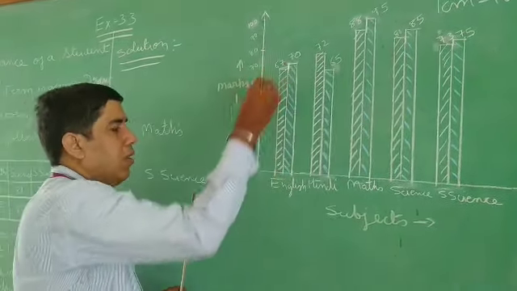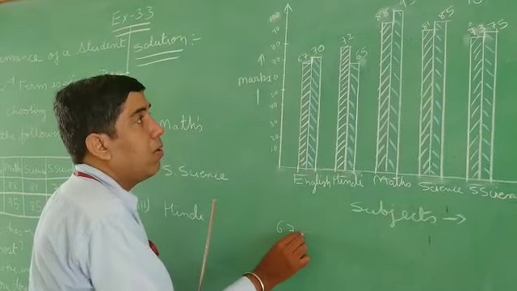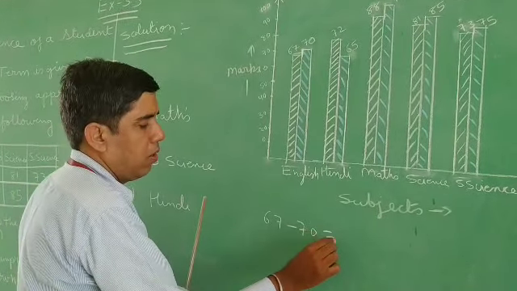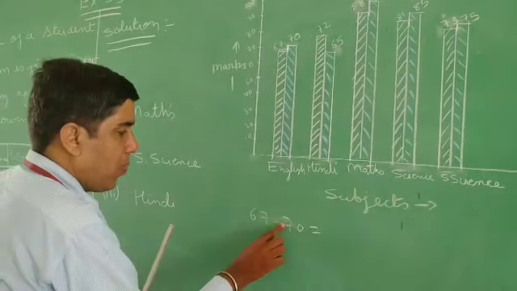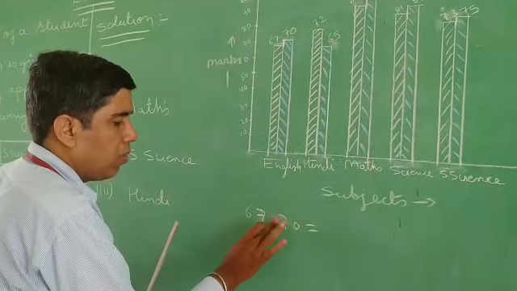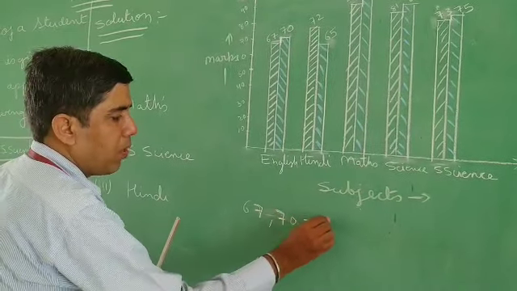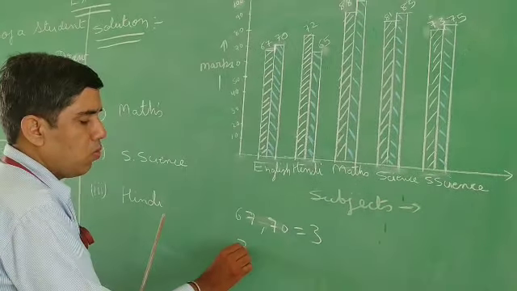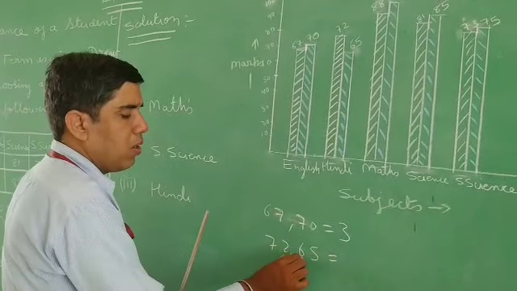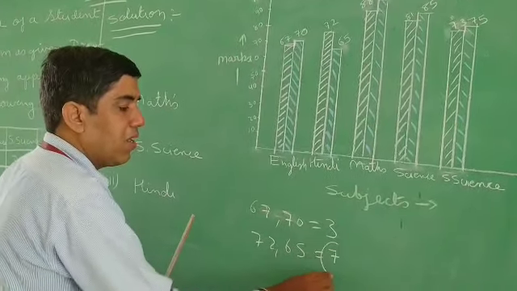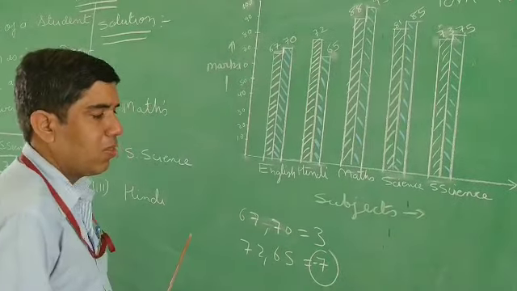If we see here 67 and 70, so it is 70 minus 67 we will do here. Actually, how much is the gap here? See the gap, it is 3. 72 and 65, again you can see here it is 7, but it is a decrease. It is minus, you can say.